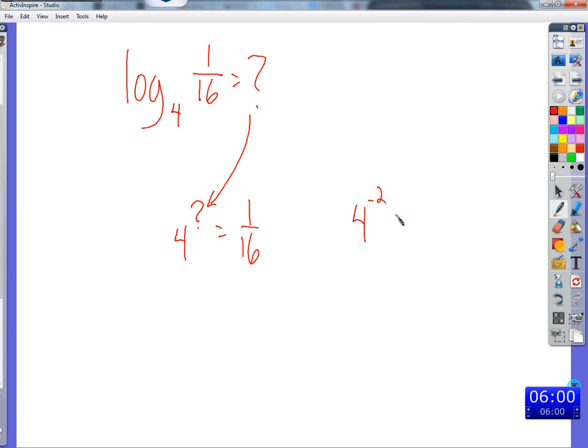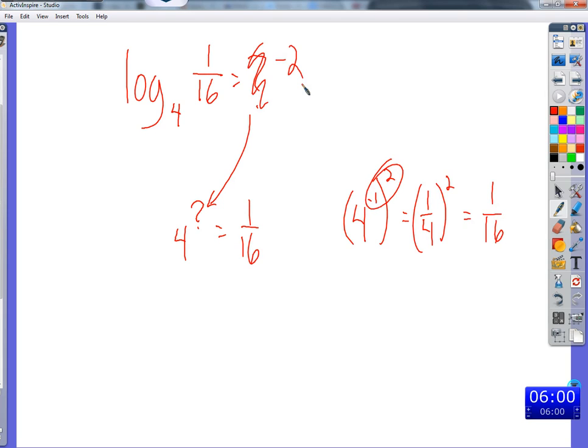Let's see. 4 to the -2. Well, really, you could write it like this: 4 to the -1 squared. Because if we multiply these together, we get 4 to the -2. 4 to the -1 is just 1/4. When you square that, we multiply it by itself, then we get 1 over 16. So yeah, -2. We found it. It's -2.